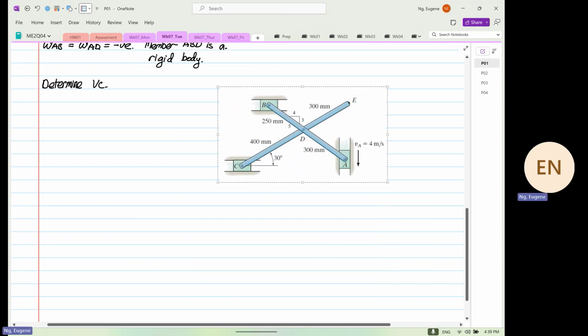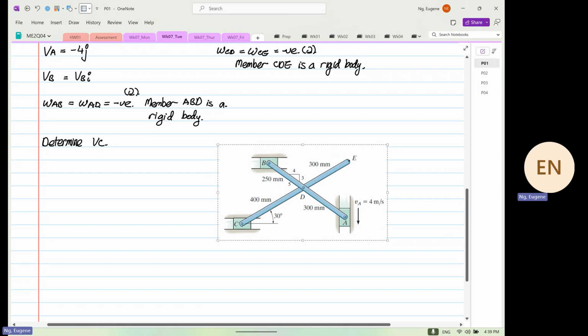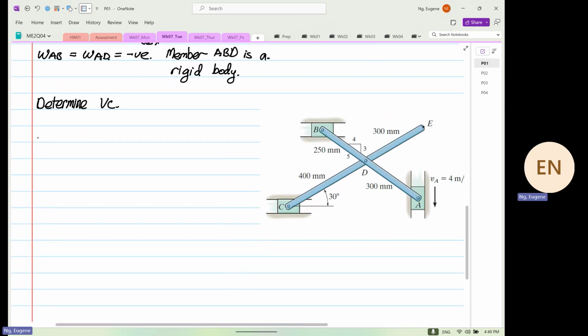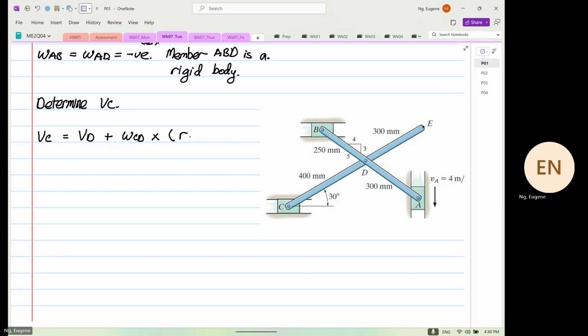So you have to look at continuity. Okay, so you know that BC, or the block C, is related to what? D, yes or no? Right? So the first equation you write is VC is equal to VD plus omega CD cross R C from point D. Okay. So I'm going to declare this as my equation number 1.